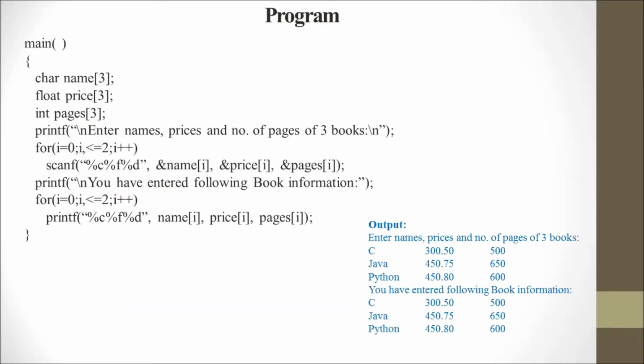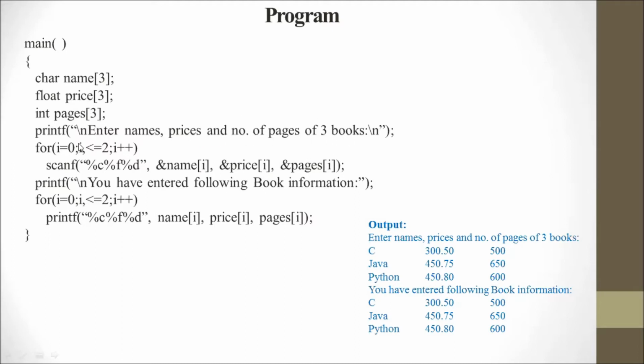So this is the program using arrays. Here we use three variables to store the data in three arrays. We store the book names of three books, the three books' prices, and the three books' page numbers. Here we enter the name, price, and number of pages of the books.